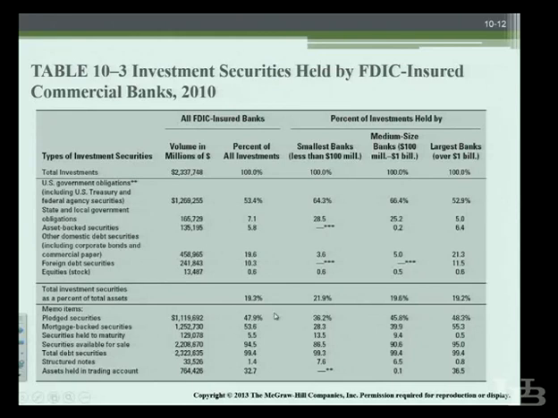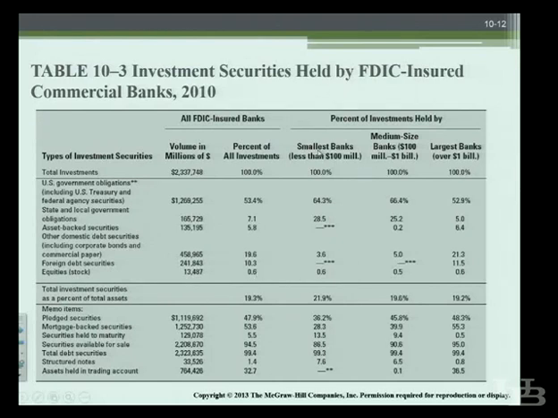To put in perspective, what is the overall portfolio of different securities for commercial banks as of 2010? We find that, relatively speaking, banks have 53.4% of their investment securities in U.S. government securities, which carry the least risk. And then they have the remaining securities spread out over other types of securities we talked about.